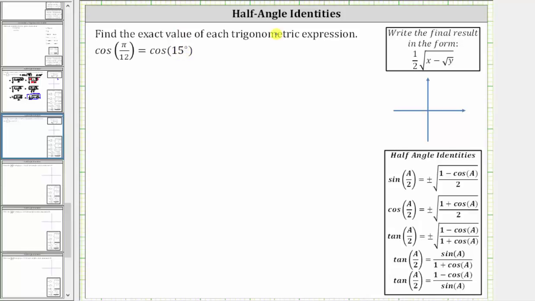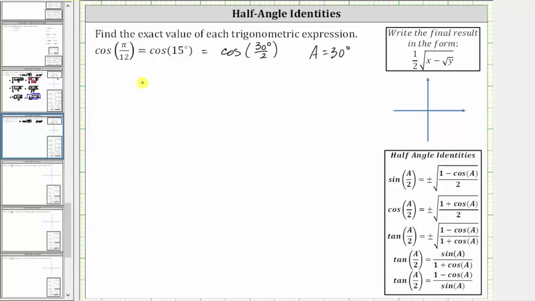And therefore we begin by writing cosine 15 degrees as cosine of 30 degrees divided by 2. Notice 30 degrees divided by 2 is still 15 degrees. In this form, we can see that A is 30 degrees. And again, we need angle A for the right side of the identity.